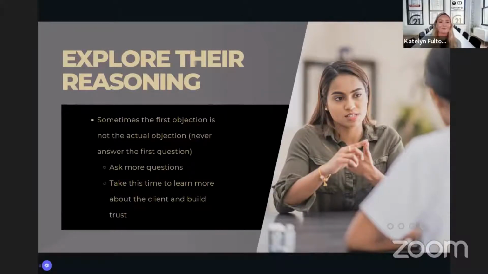But we want to explore their actual reasoning. Sometimes that first objection is not the actual objection. So never, like Claire's taught us, never answer that first question or answer why, because it's not usually that reason. You want to ask more questions and take this time to learn more about the client and build that trust with them.